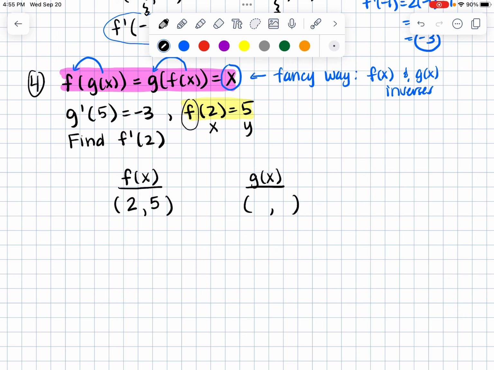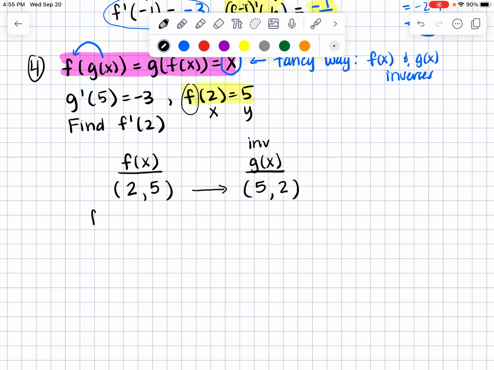Now, what do I know about g of x then? What's it going to be on g of x if this is the inverse function? They're just going to flip, right? This is going to be 5, 2. Now, let's set up the rest of the template here. I'm going to have f prime of, plug that x in, 2 equals, and then here, this function is called g now. I lied. This is not my favorite problem. I was looking for a different one. g prime of, let's plug this 5 in, and equals.